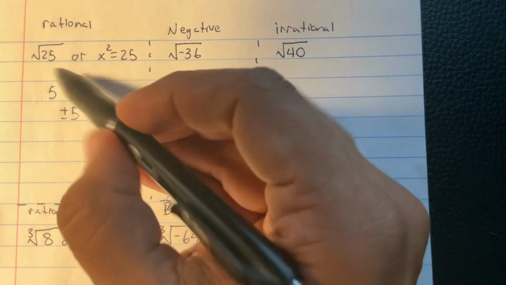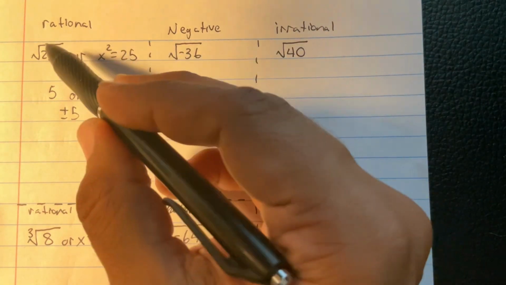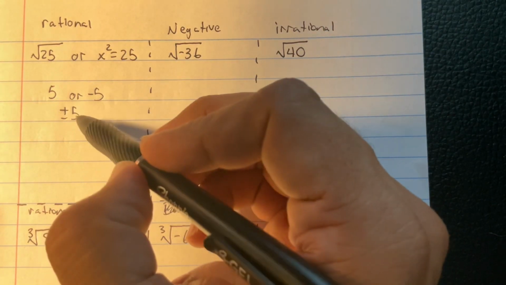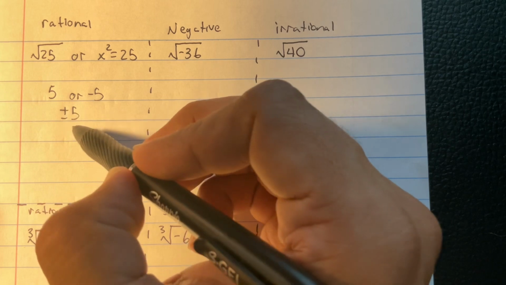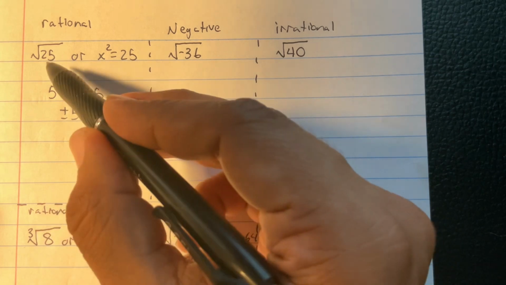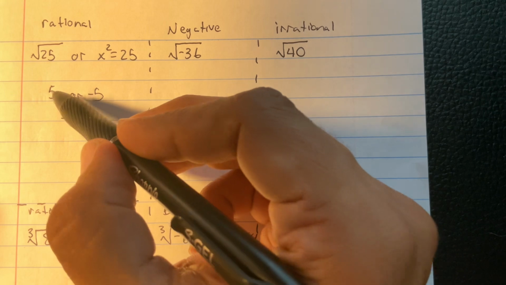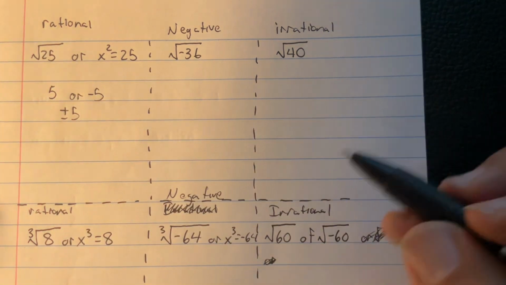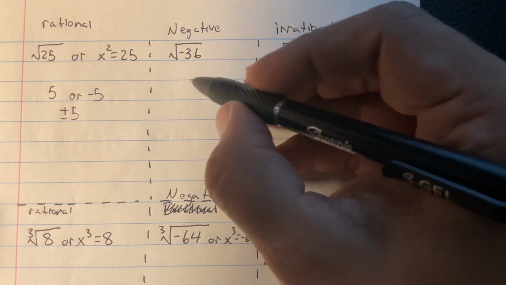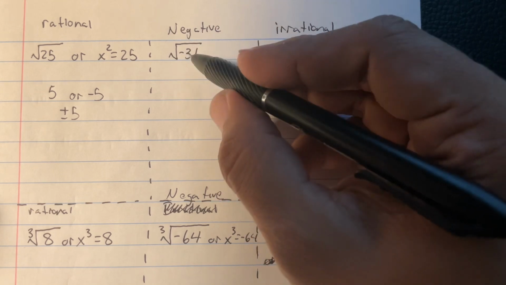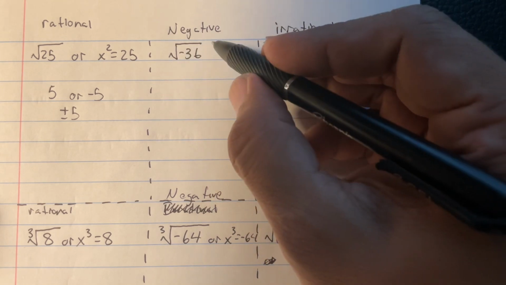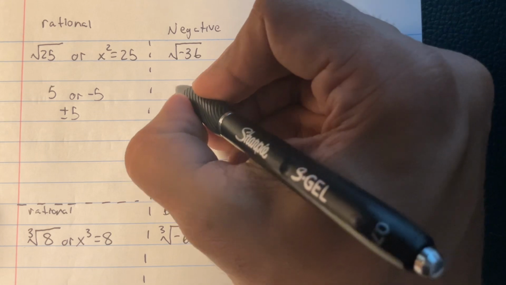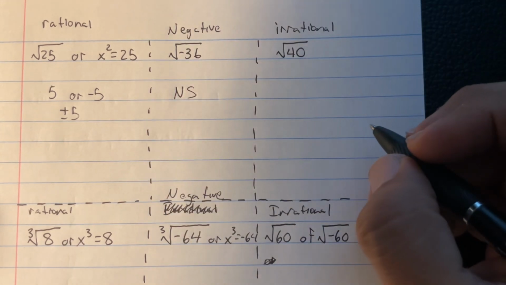Now, so every square root of a rational number has 2 answers. Okay, a positive and a negative, because negative times negative makes positive 25, and 5 times 5 makes a positive 25 as well. Now, if there's a negative inside the radical, inside of the square root sign, the answer is going to be no solution.